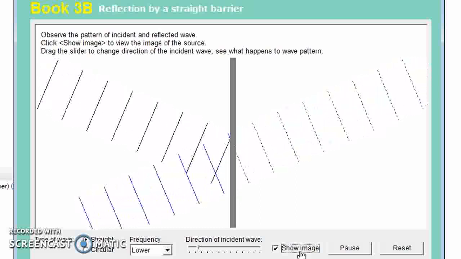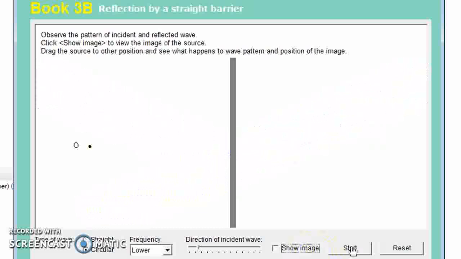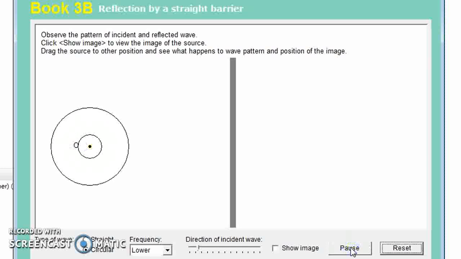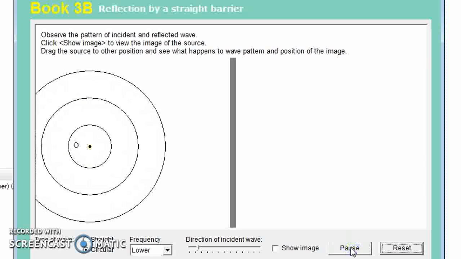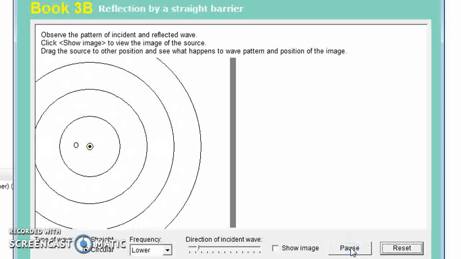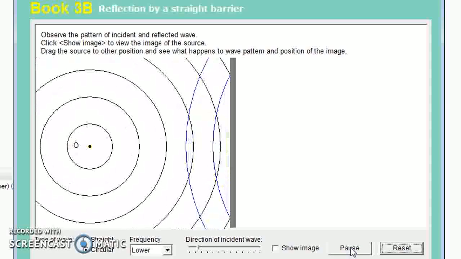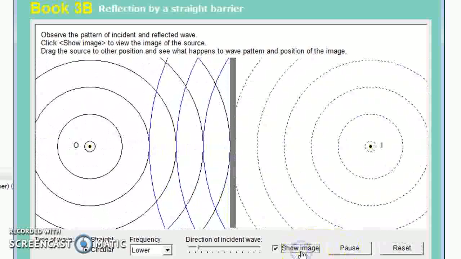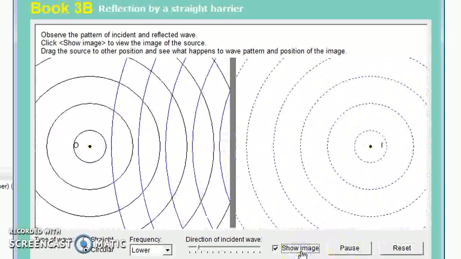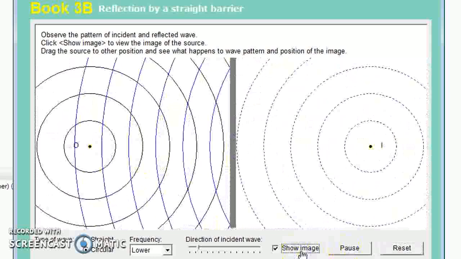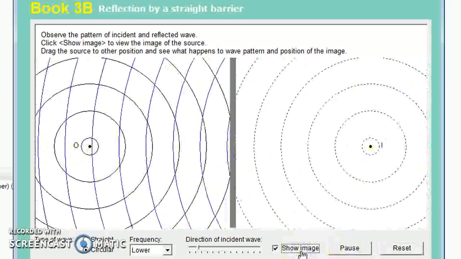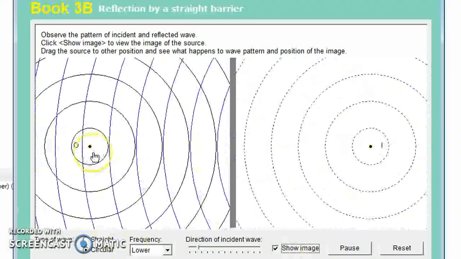And now for circular waves. When the circular waves hit the reflector, they are reflected. The reflected wavefront appears to come from an image behind the barrier again, at the same distance from the barrier as the object is.